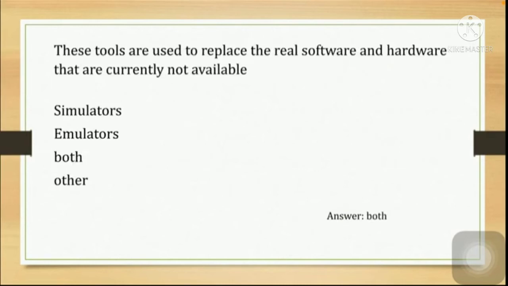Next, these tools are used to replace the real software and hardware that are currently not available. So which are the tools? Simulators and emulators we use to replace the real software. So that's why the answer is simulator and emulator. Answer is both. C is the answer.